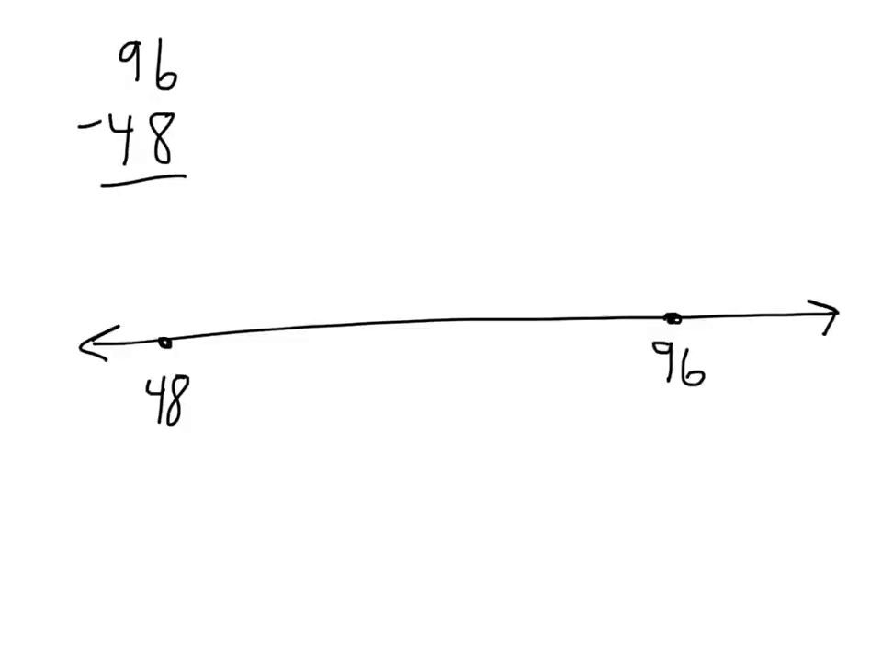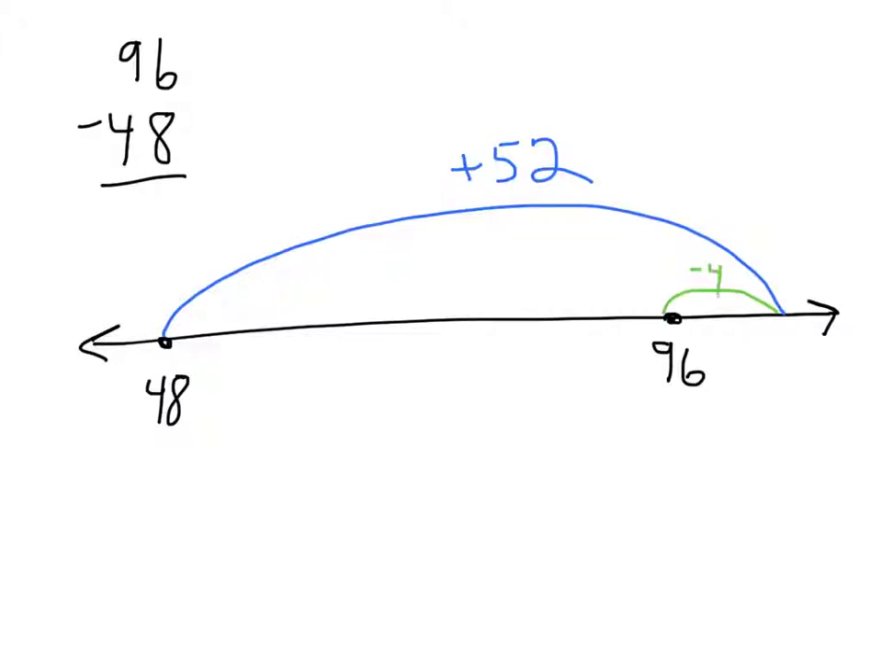Let's look at doing Make It Friendly a different way. We'll use the same problem, 96 minus 48. And I'll go ahead and set up my number line. This time, though, I'm going to use my knowledge of hundreds partners. I know that it takes 52 jumps to get to 100 from 48. And if that jump is 52, the jump from 48 to 96 must be 4 less than that jump of 52. So 52 minus 4 equals 48, and I know that my jump from 48 to 96 is a jump of 48.